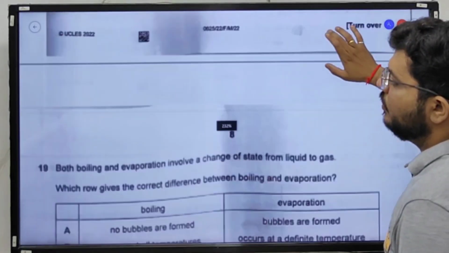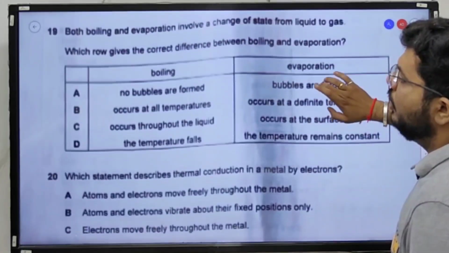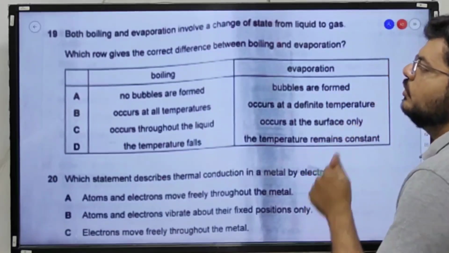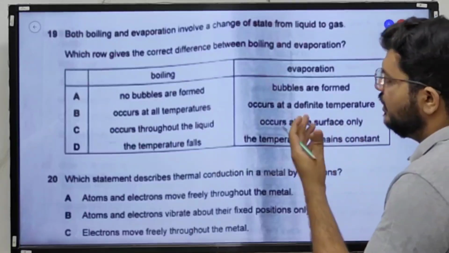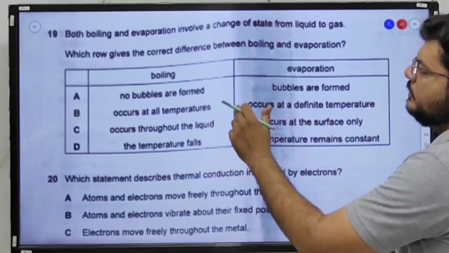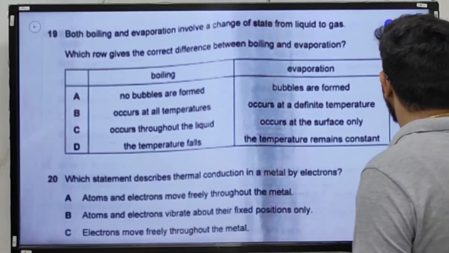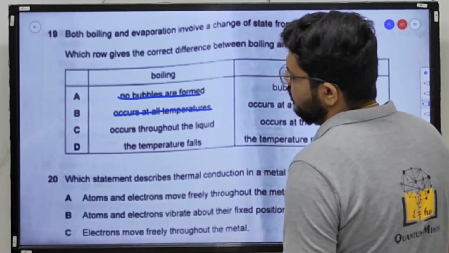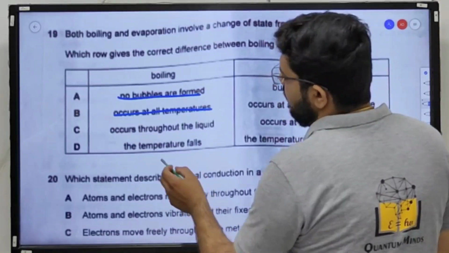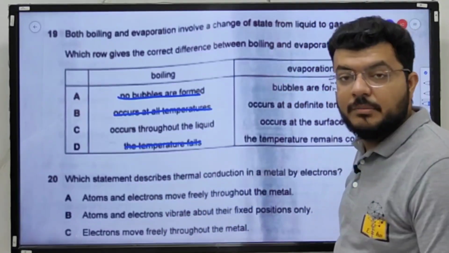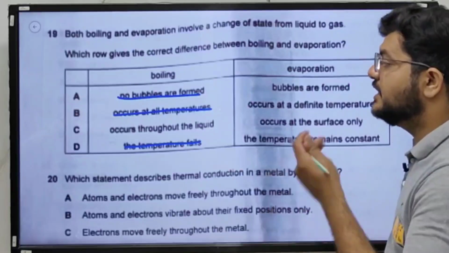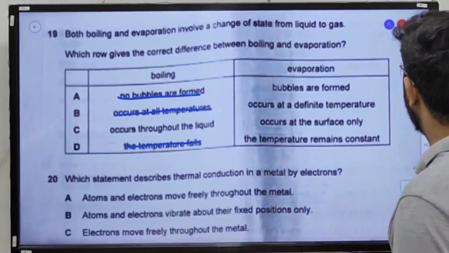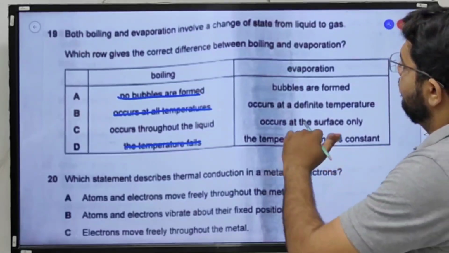Then we have question number 19. Both boiling and evaporation involve a change of state from liquid to gas. Which gives the correct difference between boiling and evaporation? Let's see. No bubbles are formed? No. In boiling, bubbles are formed. So let's cancel this. Occurs at all temperatures? No. Occurs throughout the liquid? Yes. And in boiling, the temperature falls? No. The temperature actually stays the same, right? While boiling, the temperature stays the same. You just saw it in a couple of questions ago.